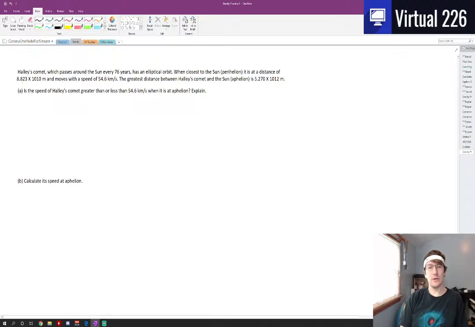Okay, we are here looking at gravity problems. This is number 46 if you're following along with the class. Otherwise, just a random problem. And what we're looking at here is some angular momentum ideas.